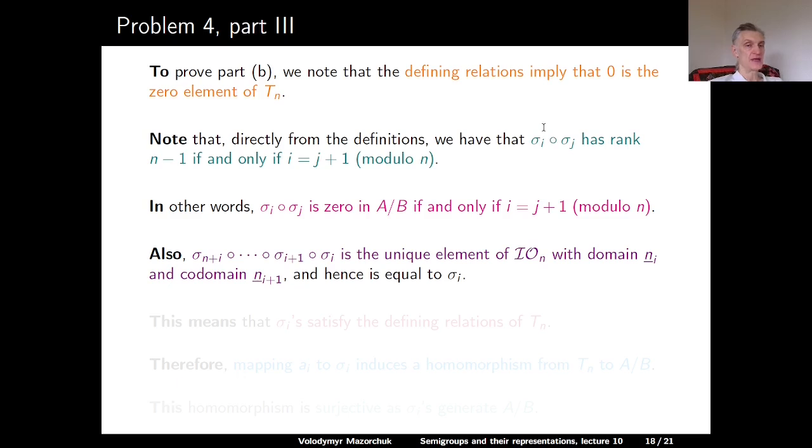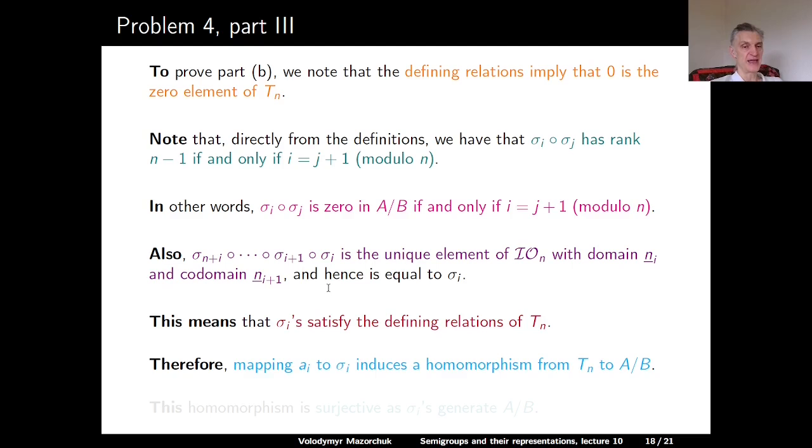Also, the element sigma i followed by sigma i plus 1 followed by and so on followed by sigma n plus i is the unique element of ION whose domain is n underlined sub i, and the codomain is n underlined sub i plus 1. And since such an element in ION is unique, this must be equal to sigma i, which has this domain and this codomain. And together this means exactly that the sigma i's satisfy the defining relations of the semigroup Tn.